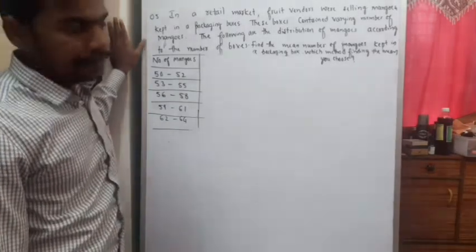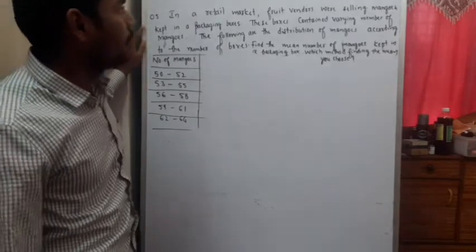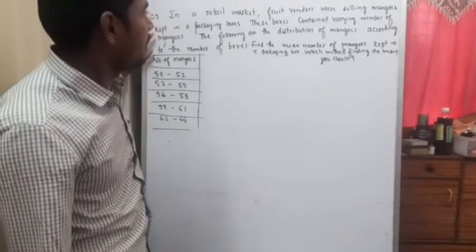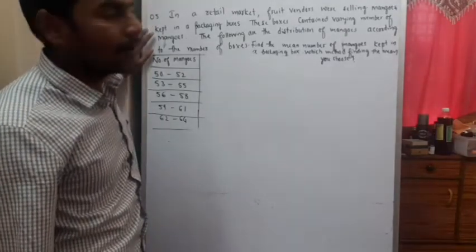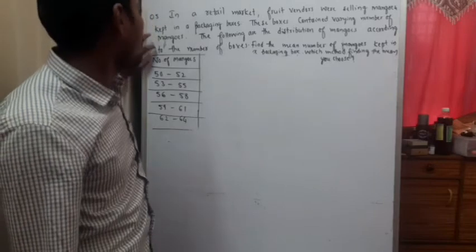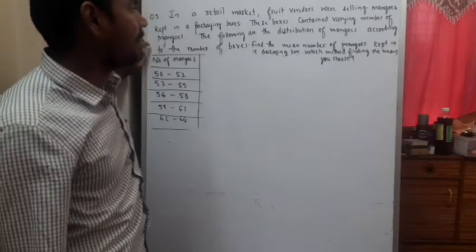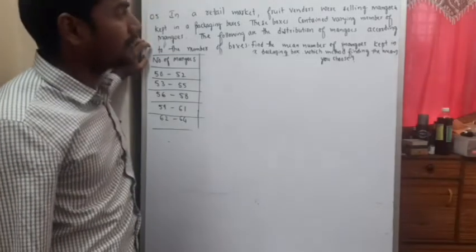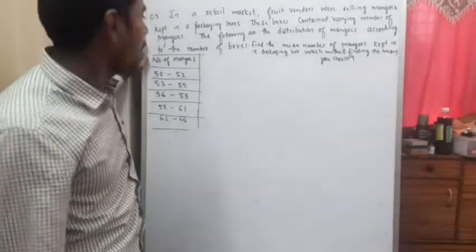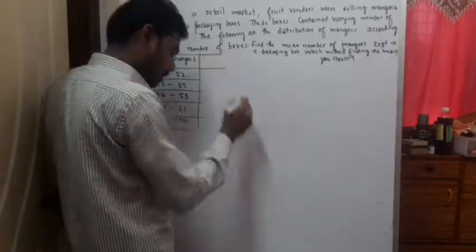So, fifth question. In a retail market, fruit vendors were selling mangoes kept in packaging boxes. These boxes contain a varying number of mangoes. The following is the distribution of mangoes according to the number of boxes. Find the mean number of mangoes kept in a packaging box. Which method of finding the mean do you choose? Okay, so I choose C. I forgot to write this C.